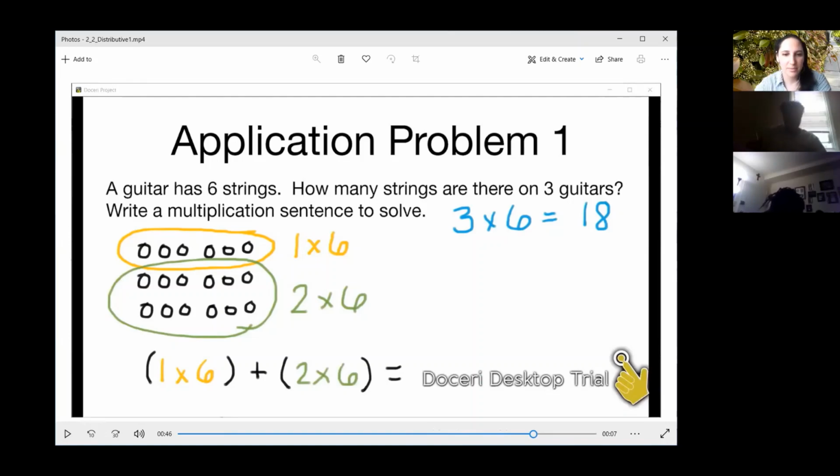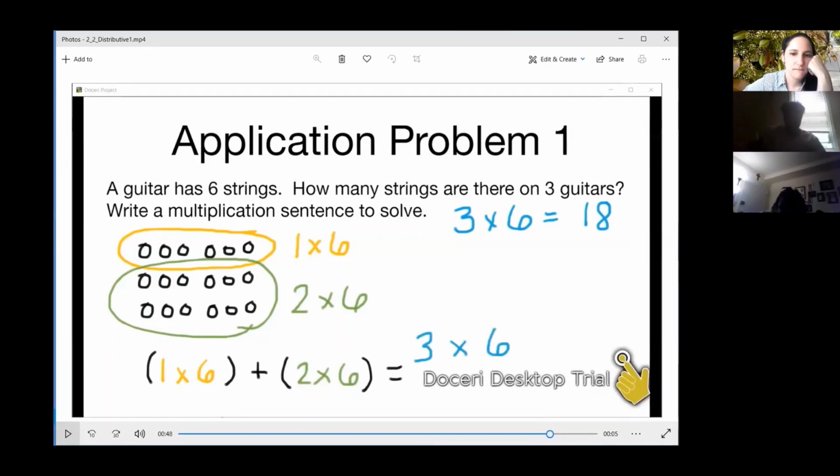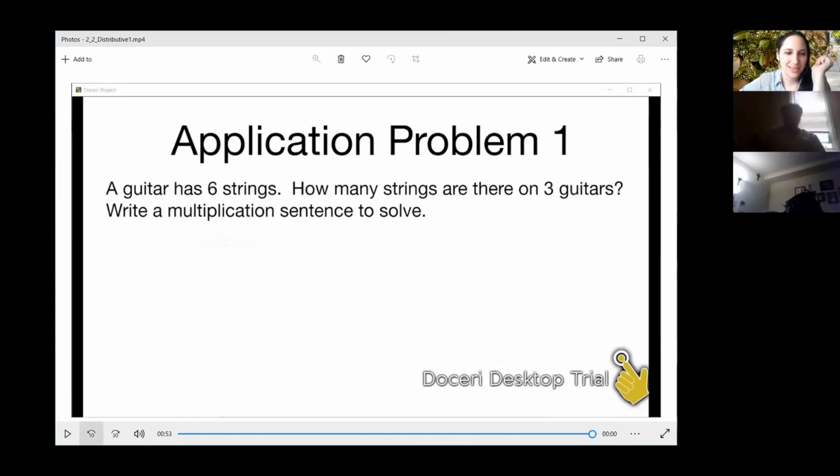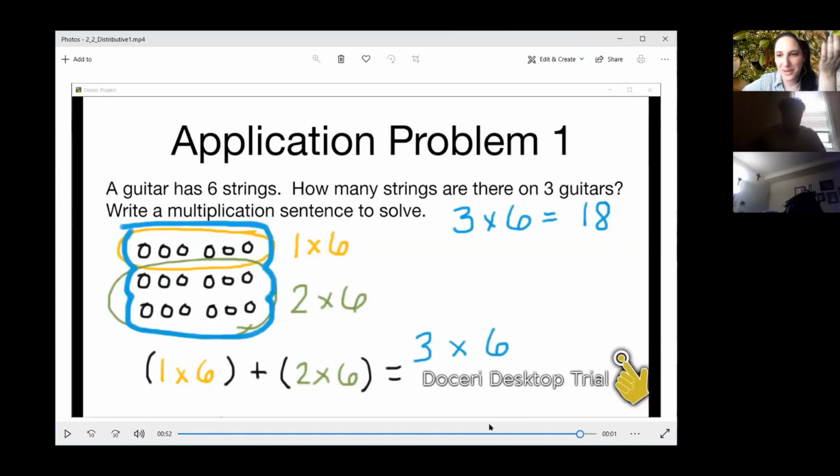Talk about what happened on this step of the video. 1 times 6 equals 6. 2 times 6 is 12, right? Okay. This wasn't a good one to start with. I'll explain it since I want to explain it, and then I'll give you one to explain.